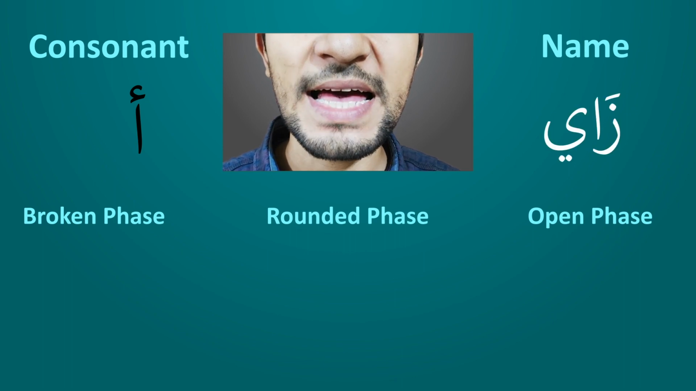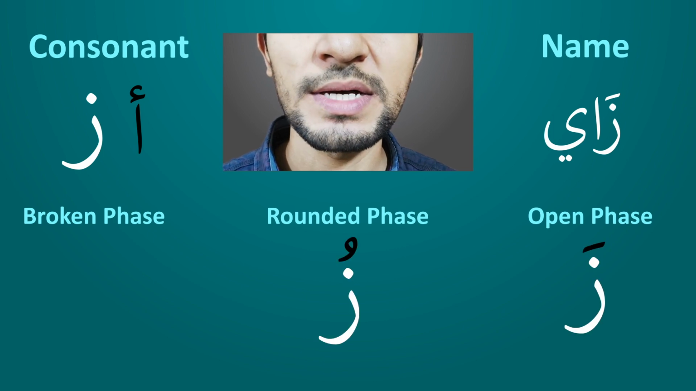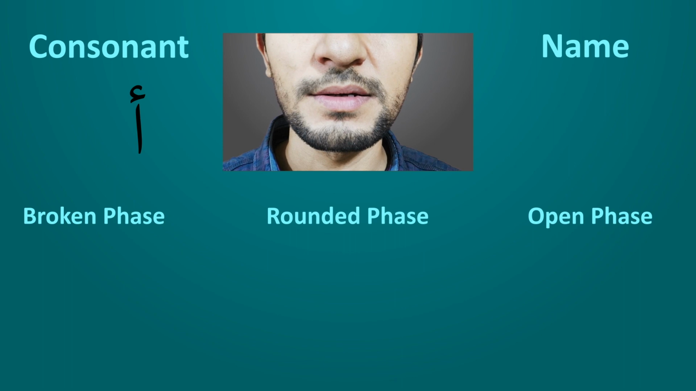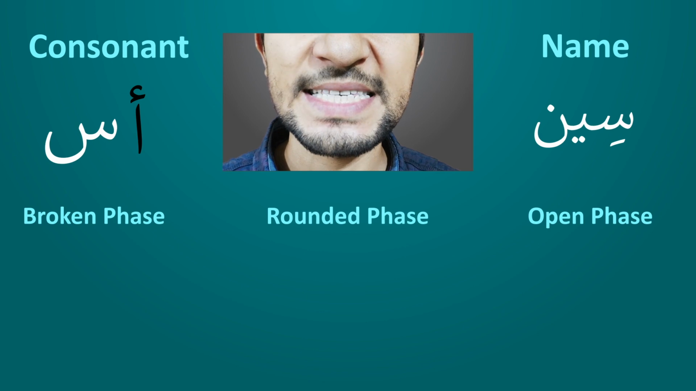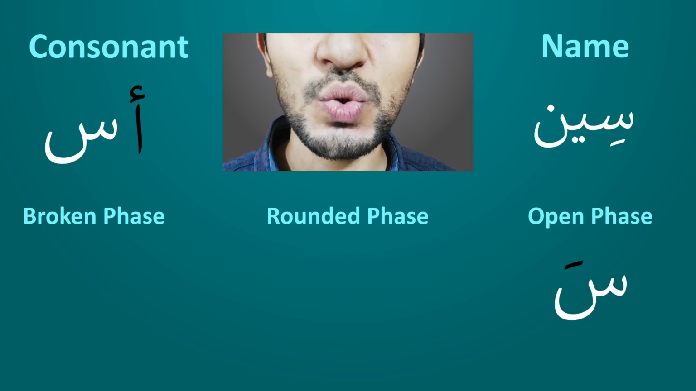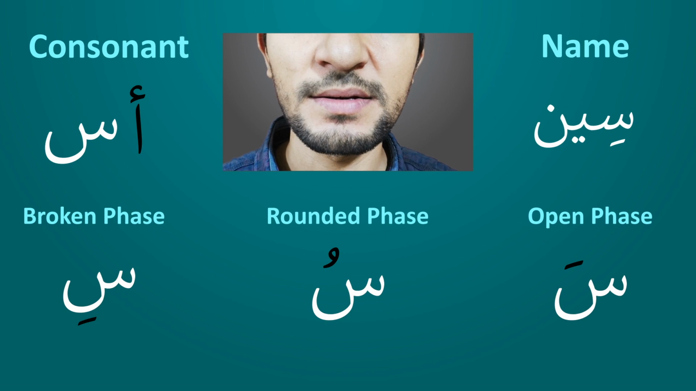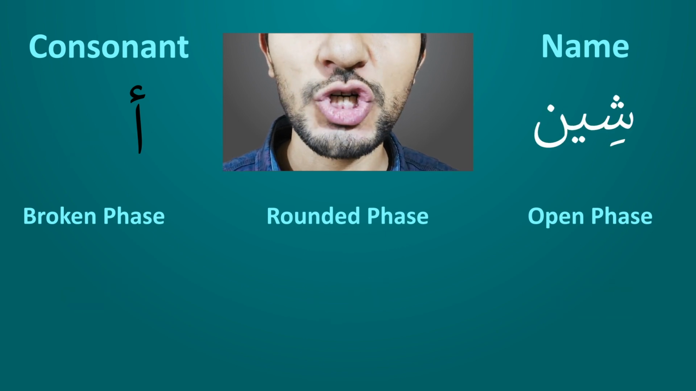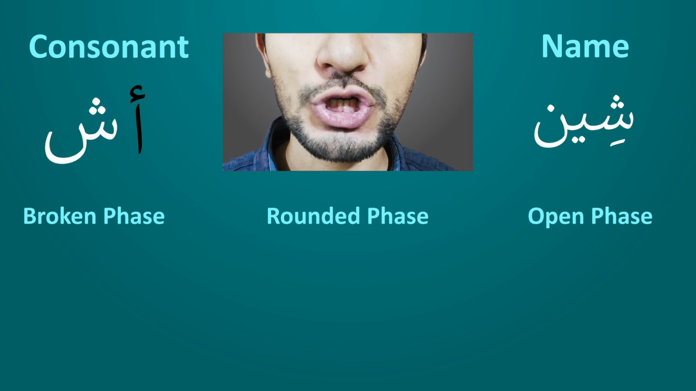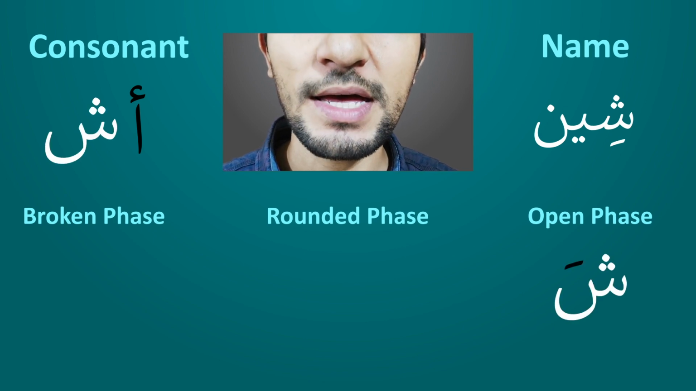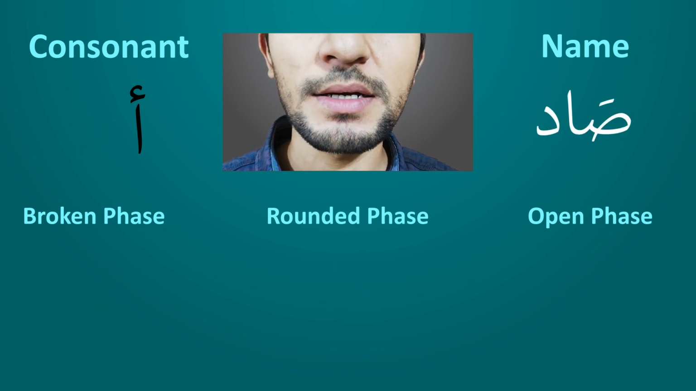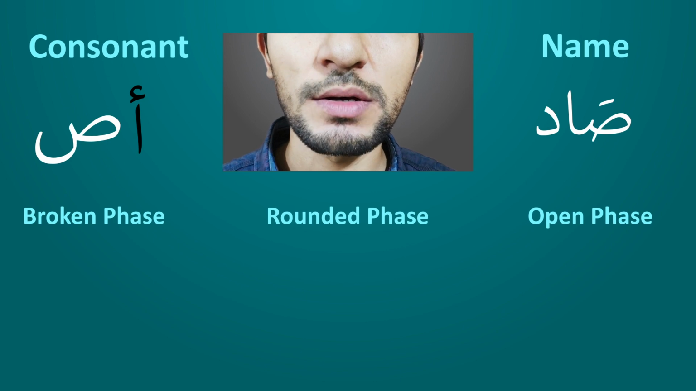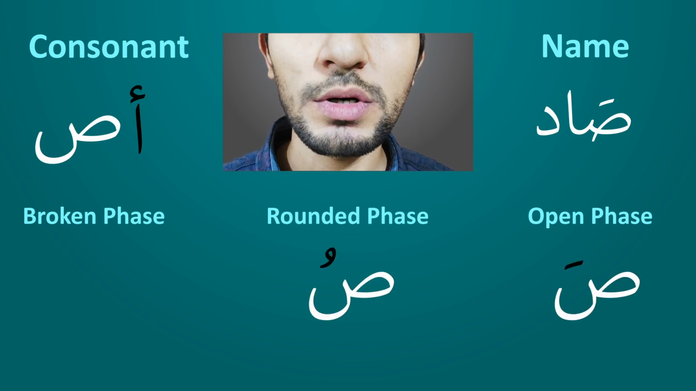Zay, Az, Z, Za, Zu, Zi. Sin, As, S, Sa, Su, Si. Sheen, Ash, Sh, Sha, Shu, Shi. Sad, As, S, Sa, Su, Si.